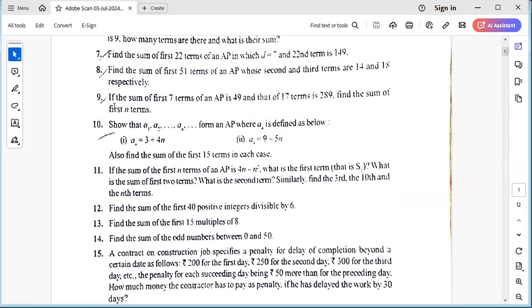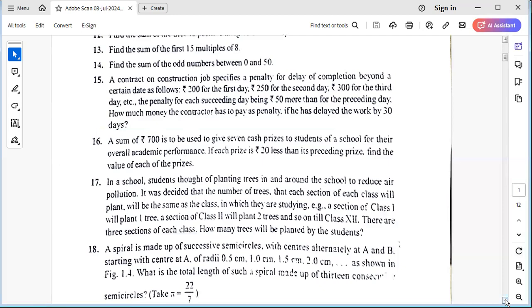So problem number 9 is like this. If the sum of first 7 terms of an AP is 49 and that of the first 17 terms is 289, find the sum of the first n terms. So that is the problem. Let us go for its solution.